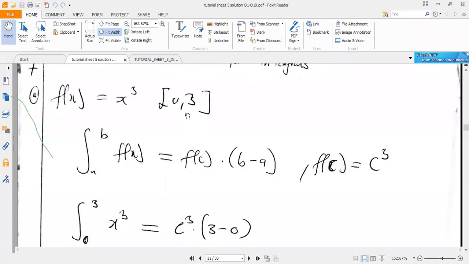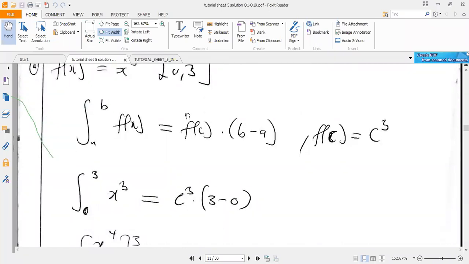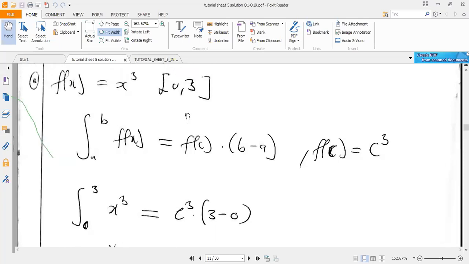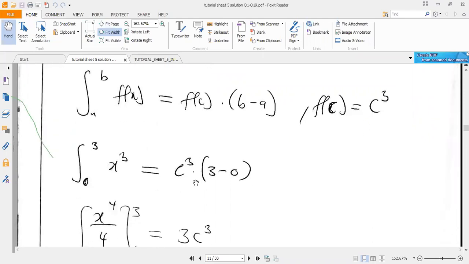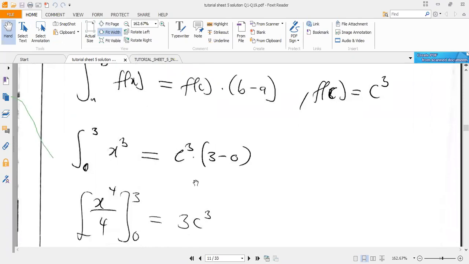Okay, the formula is the integral from a to b of f of x is equal to f of c times (b minus a). Then we note that f of c is equal to c to the power 3. So we just replace: our a is 0, our b is 3, so the interval is 0 to 3. Now we say the integral from 0 to 3 of x to the 3 is equal to c to the 3 times (3 minus 0).